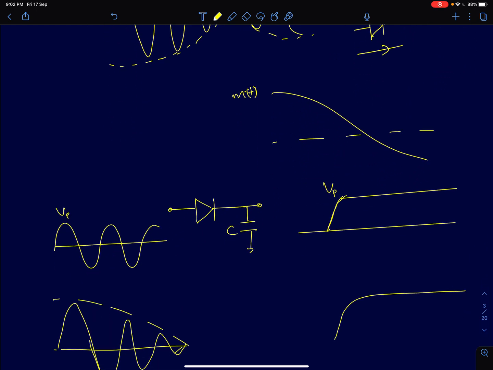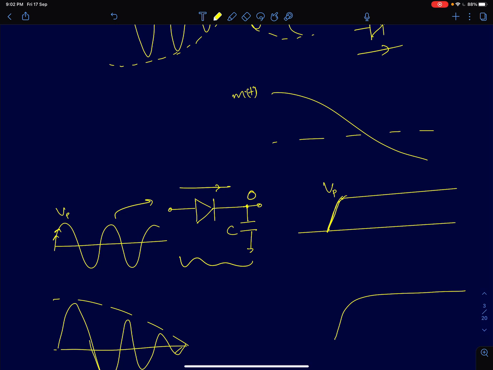Now if I take a diode and a capacitor circuit as shown here and pass a sine wave through that, initially let's assume this is at 0. A diode will conduct if there is a finite positive voltage across it. It should be in forward bias. So when the input voltage is increasing, the diode conducts, and the output voltage will follow the input.